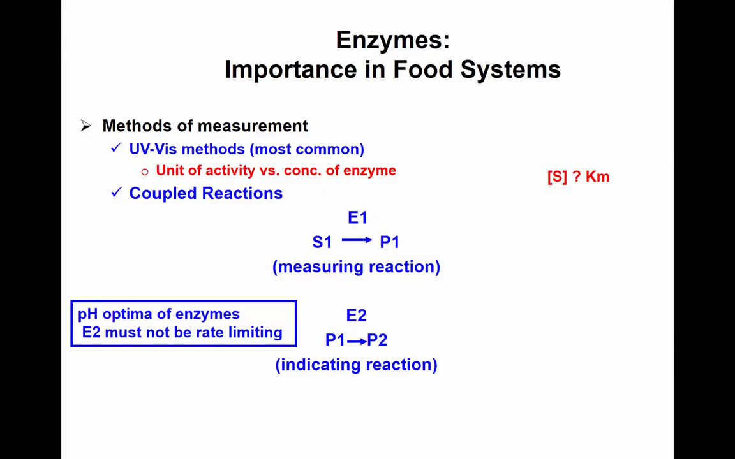So often your measurement of enzyme activity is based on spectrophotometric methods. And when we use these methods, often we are trying to determine unit of activity rather than concentration of the enzyme. Do you know the difference? When we say unit of activity, we always have a standard enzyme, and we prepare different concentrations of that standard enzyme, and then we determine unit of activity of the enzyme in our system based on the standard curve. But what is the difference between unit of activity and concentration of enzyme?